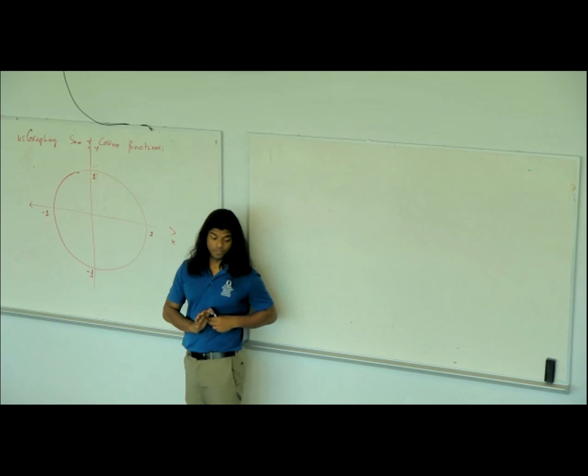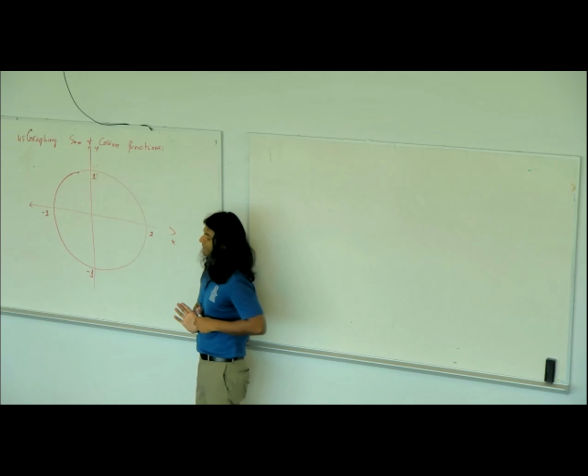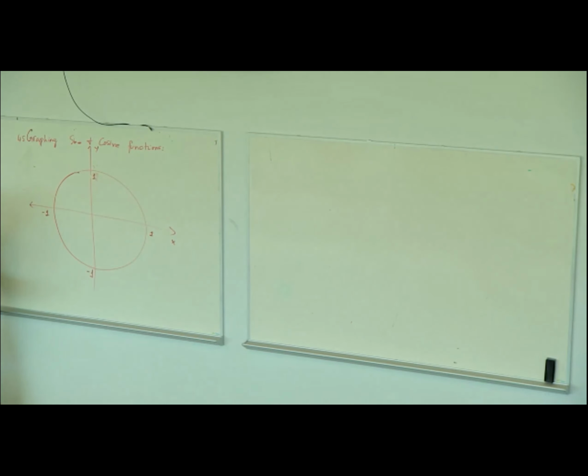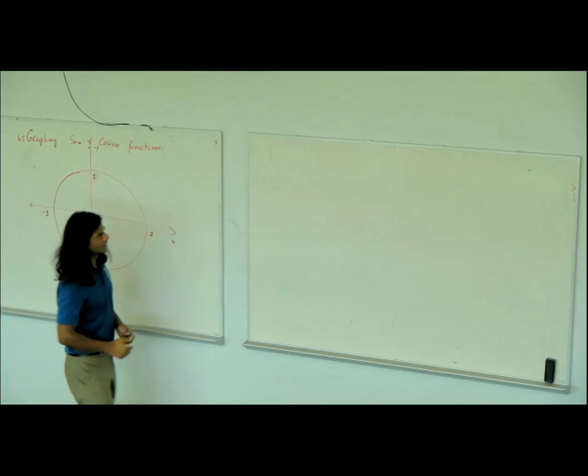Also, it's not one to one. For a given x value, we must have only one y value. So it will fail the horizontal line test also. So we are actually wanting to have a function.